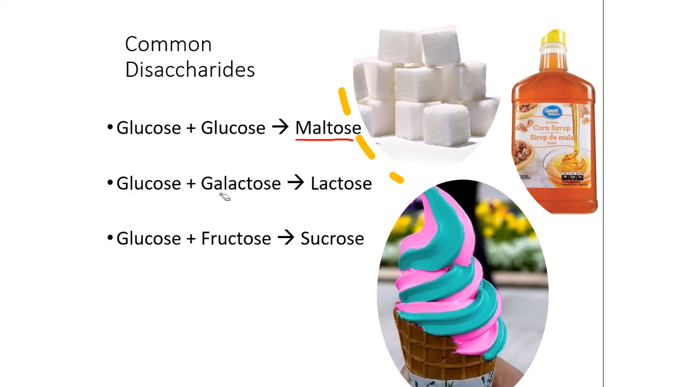You can find maltose in some syrup. You can have glucose plus galactose. Together, they will make lactose, so you'll find that in dairy products. And glucose plus fructose, we talked about already. That will give you sucrose, which is basically your regular sugar cubes. All of these are dehydration synthesis, removing a water molecule to create the disaccharide.